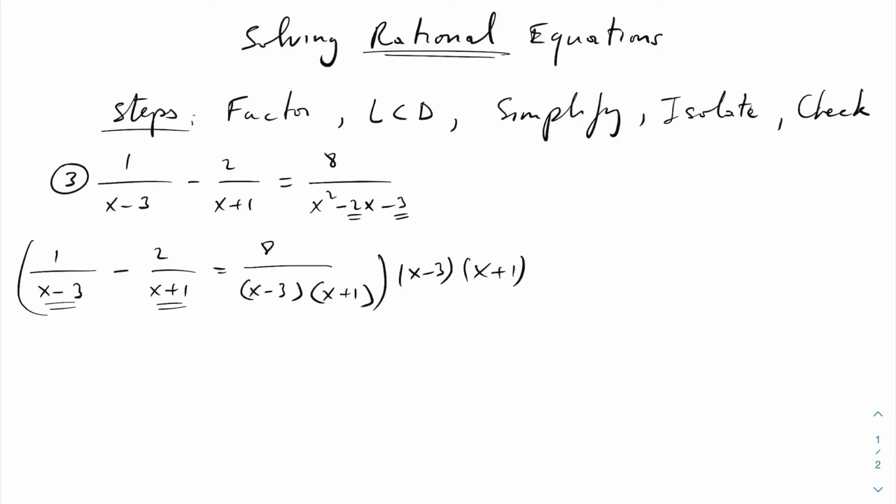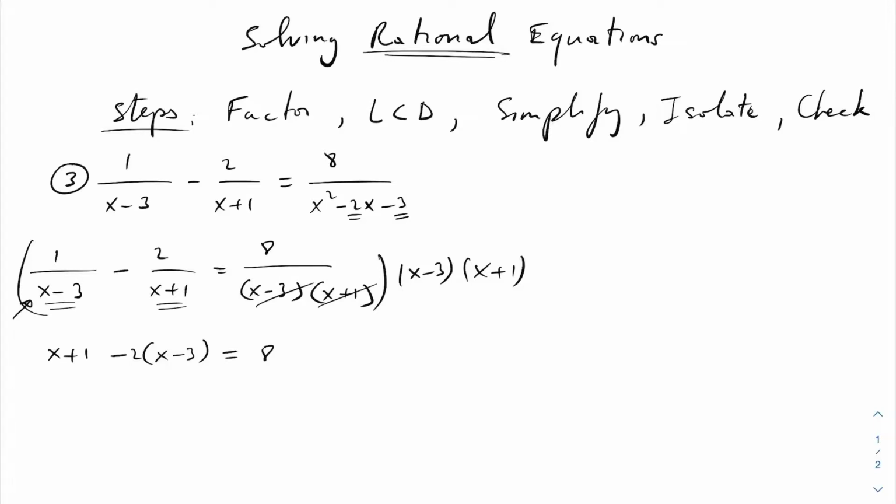If we multiply it through, in the first term here, x minus 3 is going to cancel out, so we're going to have only x plus 1 left. In the next term, x plus 1 will cancel out, so we're going to have only negative 2 and x minus 3 left. In our last term on the other side of the equation, both denominators are going to get cancelled by our LCD, so we're going to be left with just 8.